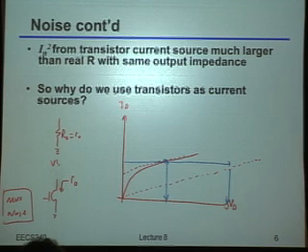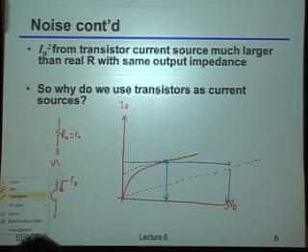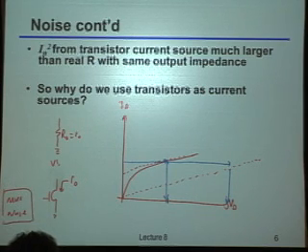The difference is that if you use a transistor, you'll be able to get that same current for a much lower nominal voltage drop across it. Whereas for the resistor, to get that same current flowing through it, and to get, of course, the same output impedance, you're going to need a much bigger DC voltage drop. Okay? Is this clear to everybody?